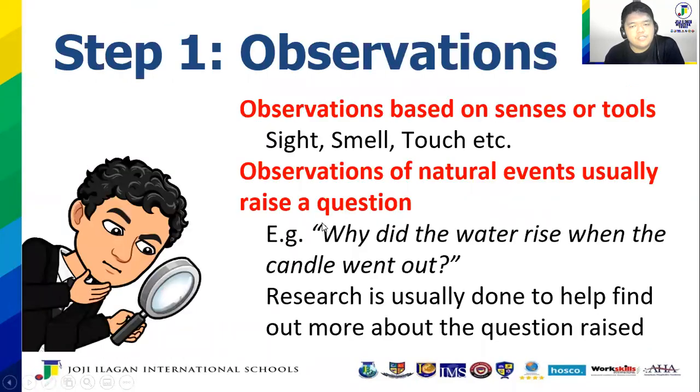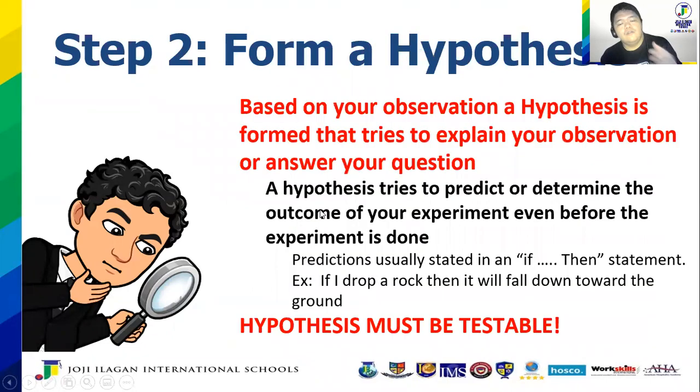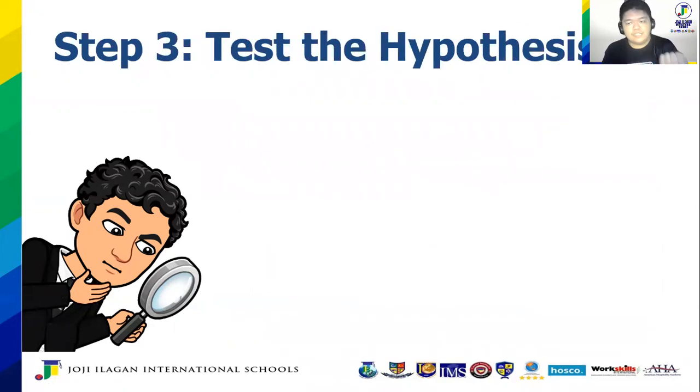The observations, again, based on your senses or based on your questioning of a certain event. Then formulating the hypothesis is all about predicting the outcome of the experiment, what needs to be done. A valid hypothesis must be testable. You should be able to test that hypothesis.